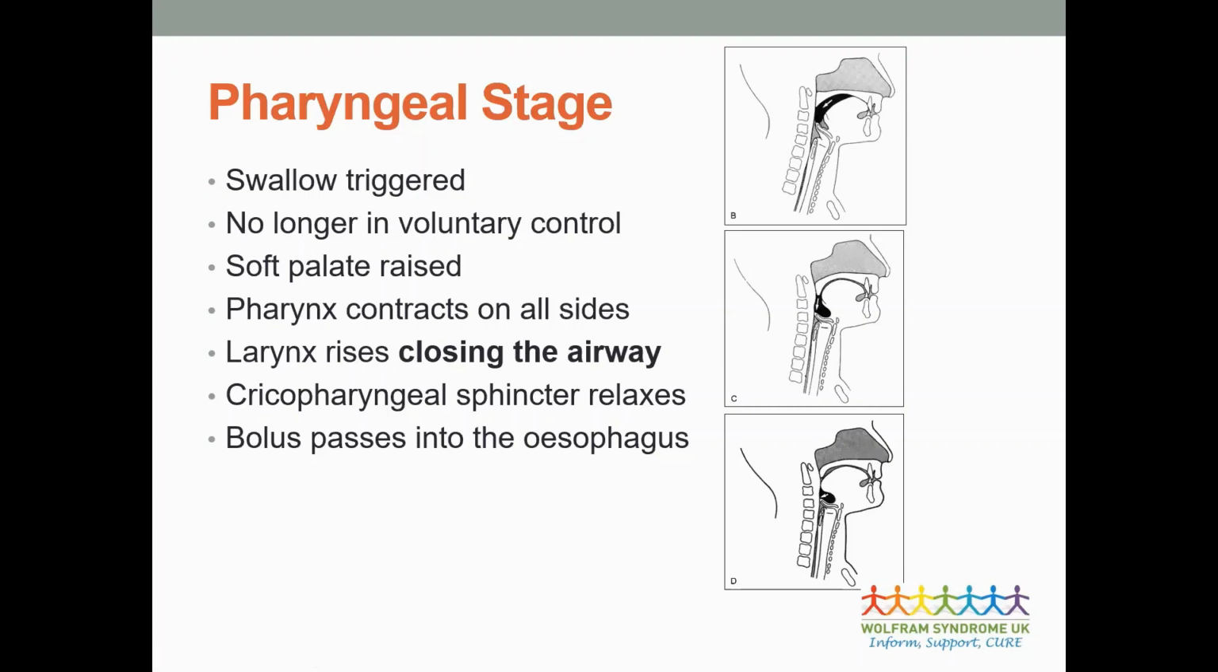Our pharynx contracts and our larynx rises up, closes off the airway. So this means we are holding our breath when we're swallowing. The muscle at the top of our esophagus relaxes and allows the bolus to pass down into the esophagus. Okay, so just come down here if you have a look through all these pictures.